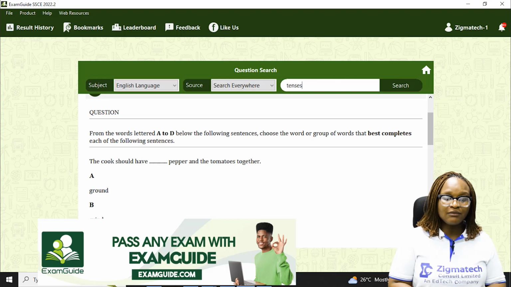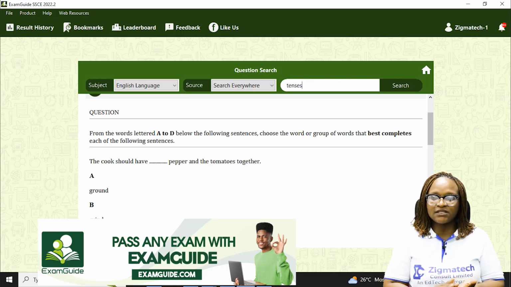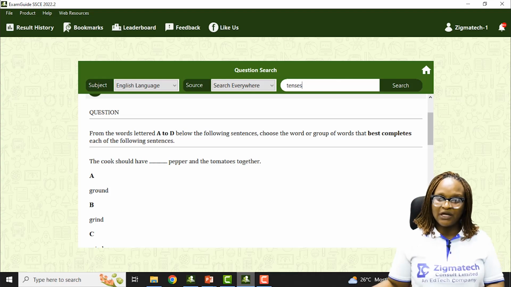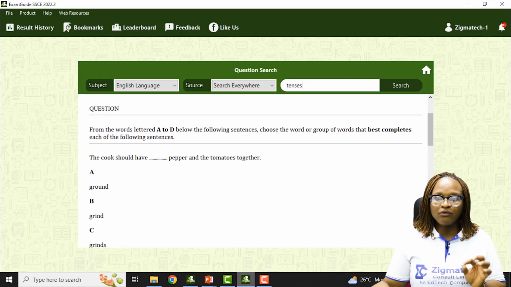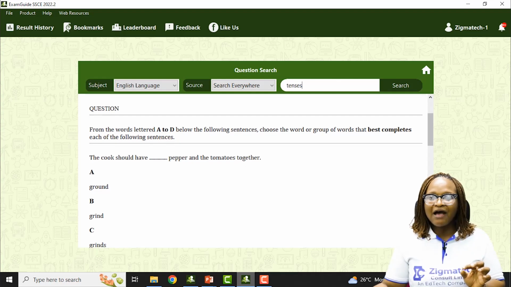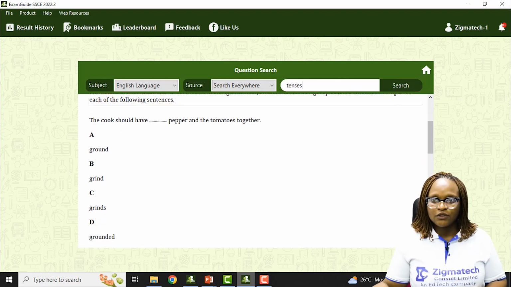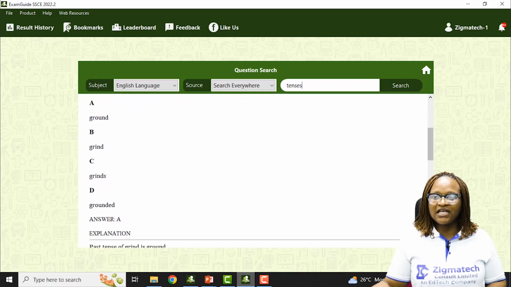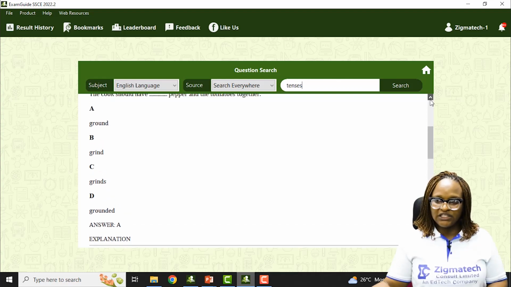So when we talk about ground pepper and you want to tell me that your pepper is in a fine state, tomato is in a smooth state, then it's ground pepper or ground tomato, just like your ground sugar, not grounded sugar. So it says the cook should have ground pepper and tomatoes together. So we have ground, grind, grinds, grounded. The answer is A. Past tense of grind is what? Ground, not grounded.